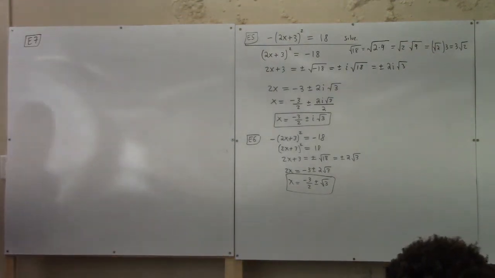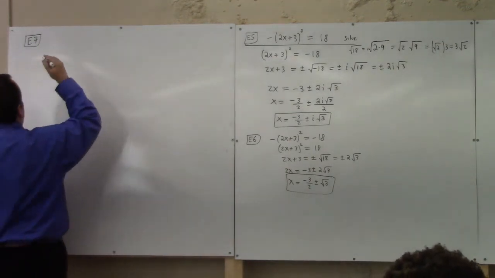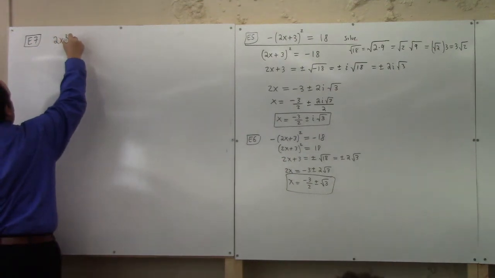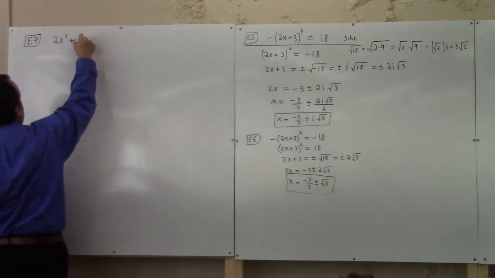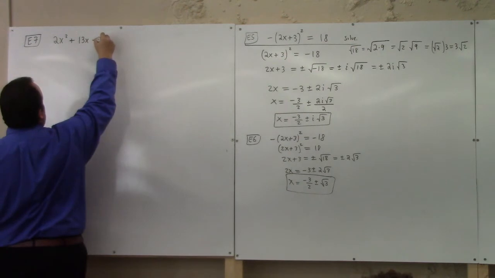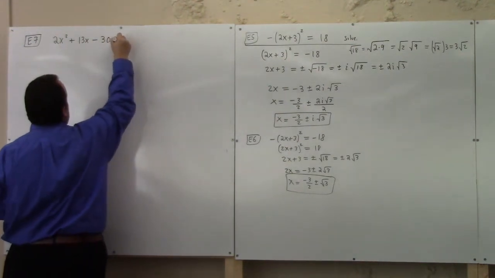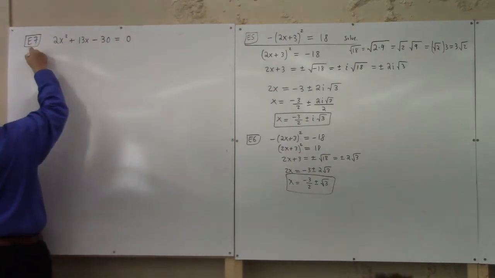So let's make up an example here. Something like 2x squared plus 13x minus 30 equals 0. And let's see instructions.